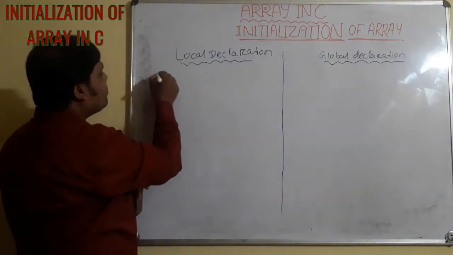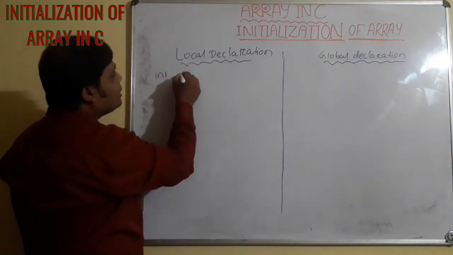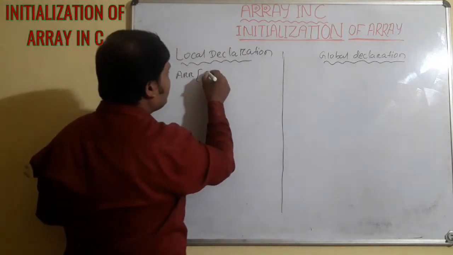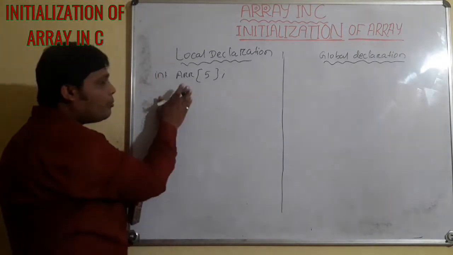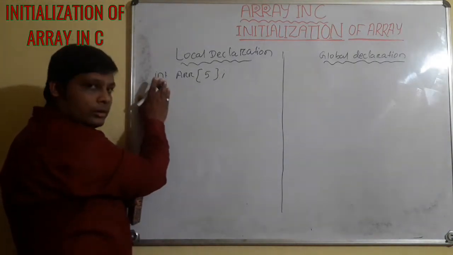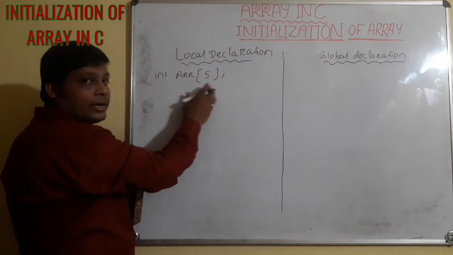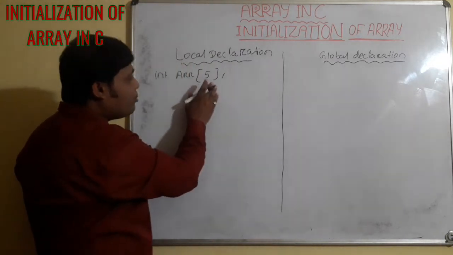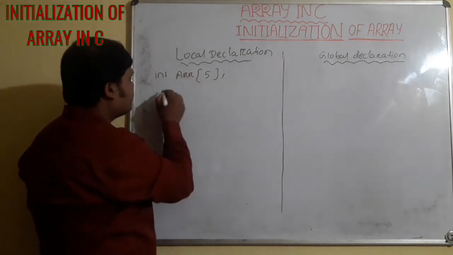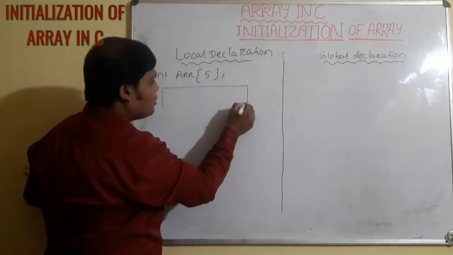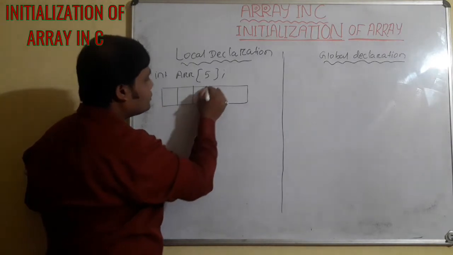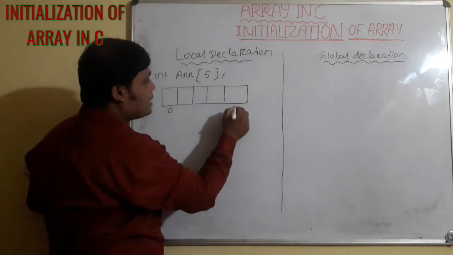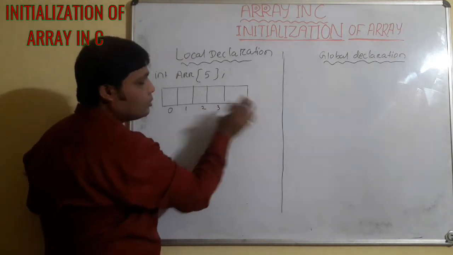Just see. Suppose I am declaring one array, integer ARR of 5. This is one local declaration. That means this declaration is done inside one function. So how will memory be allocated for this? A block of memory will be allocated. Clear? This is starting index 0, last index 4: 0, 1, 2, 3, 4. Clear?